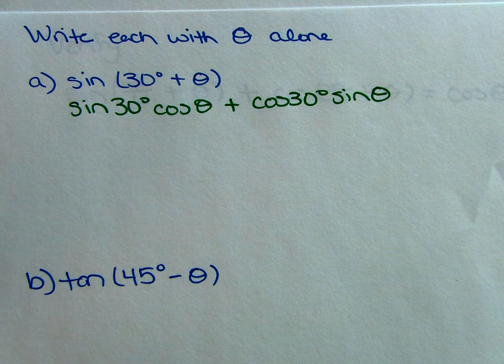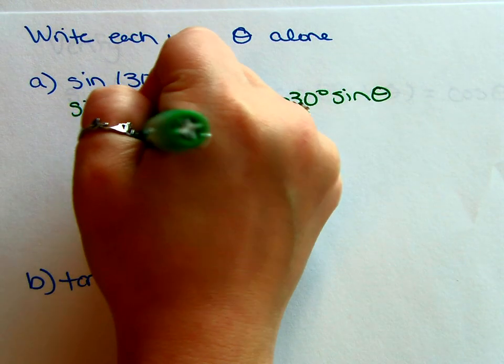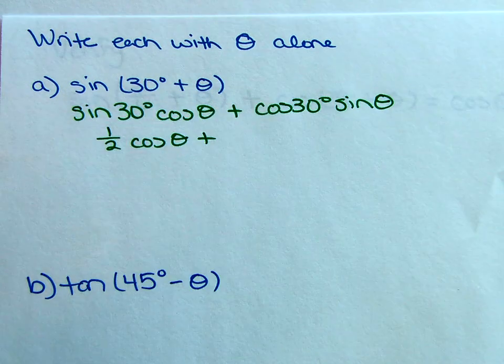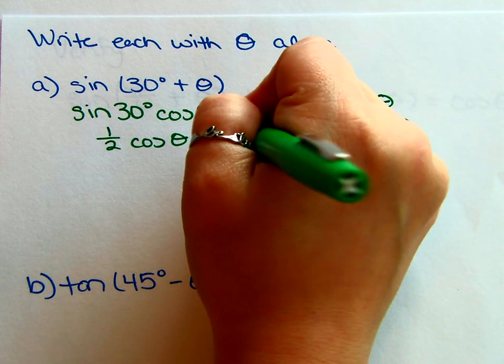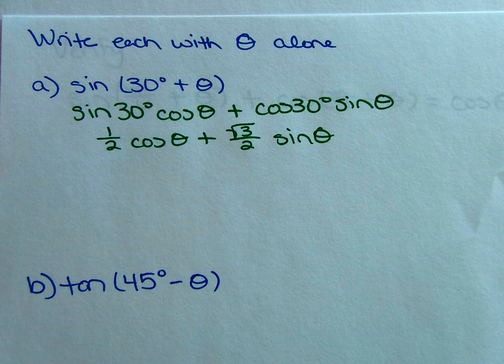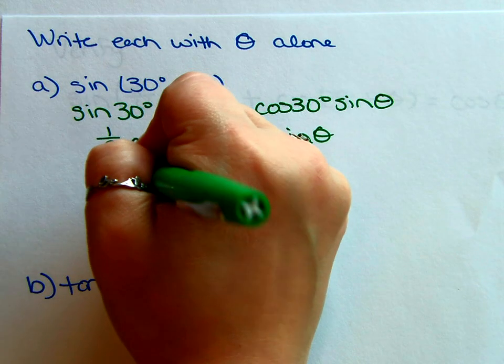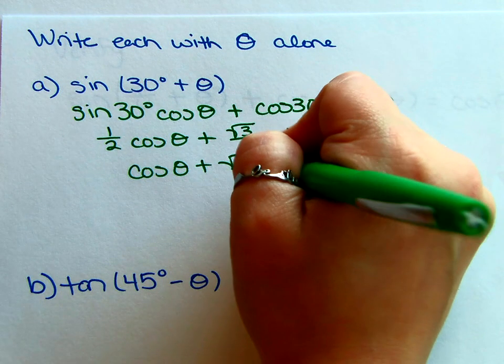Well, what is sine of 30? 1/2. And what is cosine of 30? Square root of 3 over 2. Okay, so that means I have cosine theta plus square root of 3 sine theta all over 2. All I did was I joined them together.